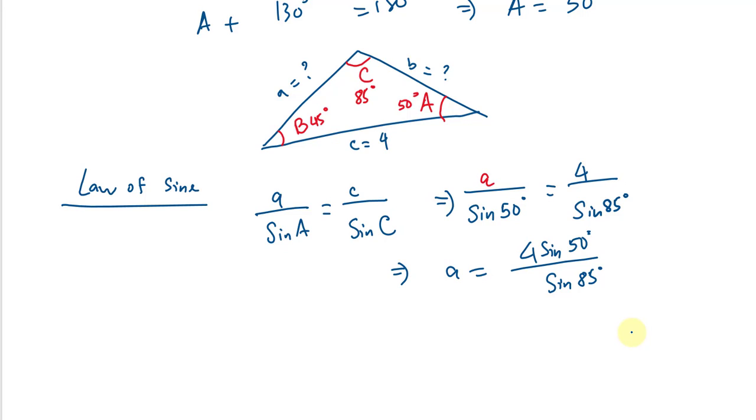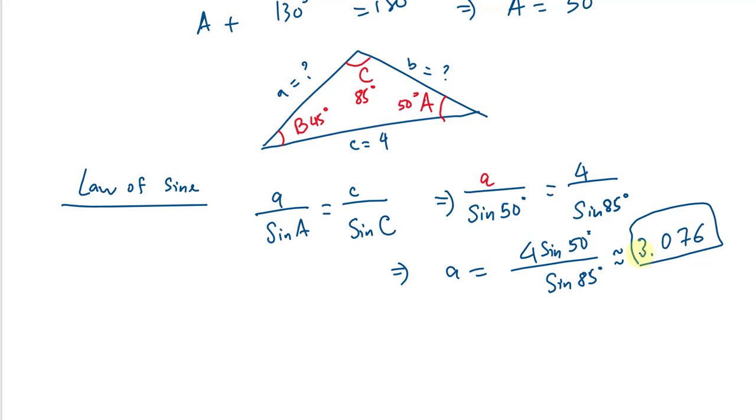Okay. And then we can also find that too. So I take sine of 50, multiplied by 4, and then divided by sine of 85, and that should give me around 3.076.